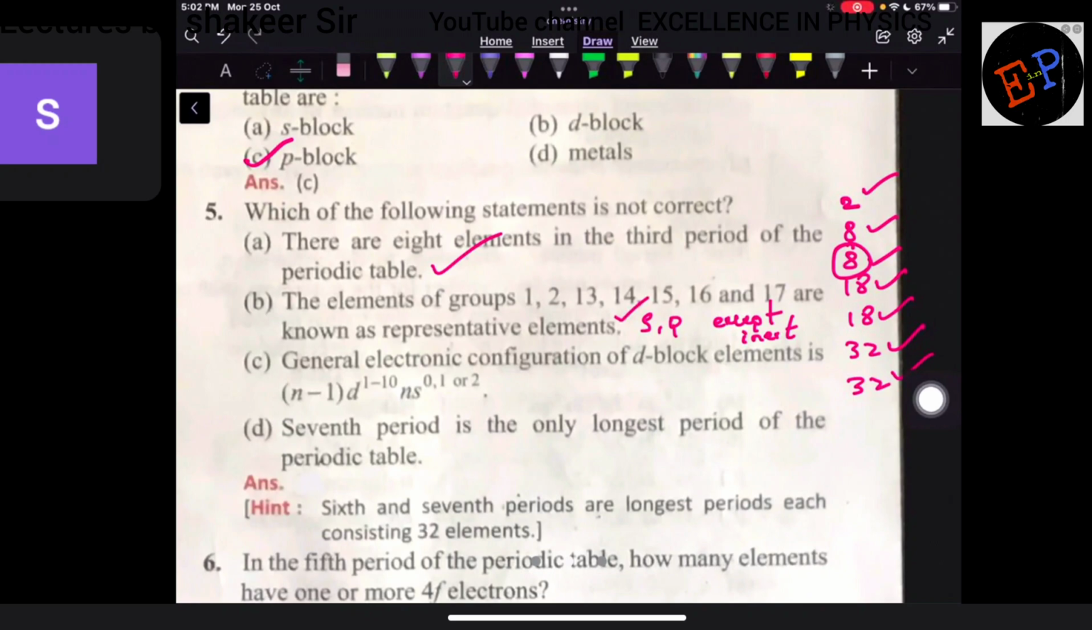General electronic configuration (n-1)d 1 to 10, ns 0, 1 or 2. So this is the configuration of D block elements. That is also correct. In the D block, electrons in the S subshell may be present, may not be present. 0 may be present, 1 may be present, 2 may be present. But what about the electrons present in the D subshell? They start filling from 1 to 10. Correct, no? So why do S subshell electrons have 1 electron, 2 or 0? That depends on some exceptions. Some exceptions are there. So copper is an exception. In some exceptions, you cannot see the total electrons present in the S subshell. But in the D subshell, definitely you have electrons from 1 to 10. Are you able to understand?